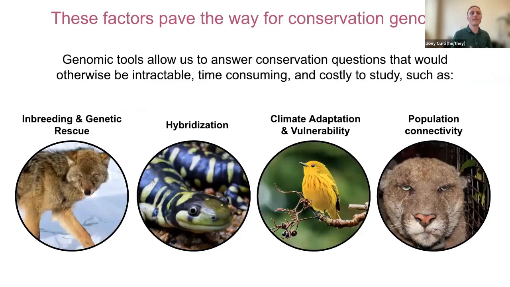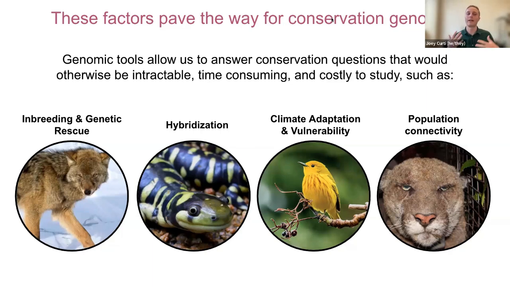And so taken in concert, both of these factors make it possible for us to do really interesting and novel conservation science. And really, what I'm talking about with conservation genomics is using these tools that were developed to study primarily human genomes to answer pressing questions that conservation managers have that would otherwise be almost impossible or very time-consuming and costly to do strictly using observational methods.